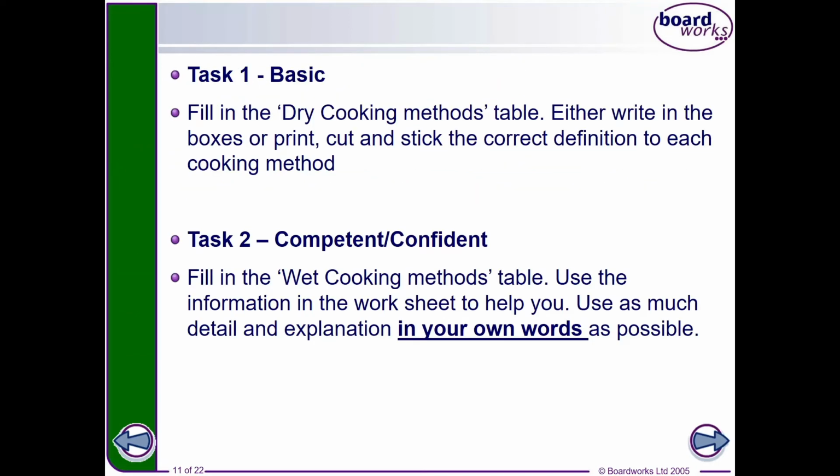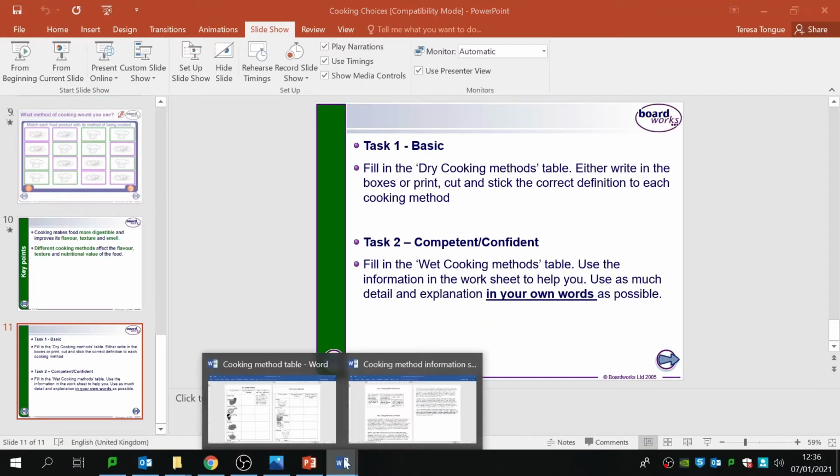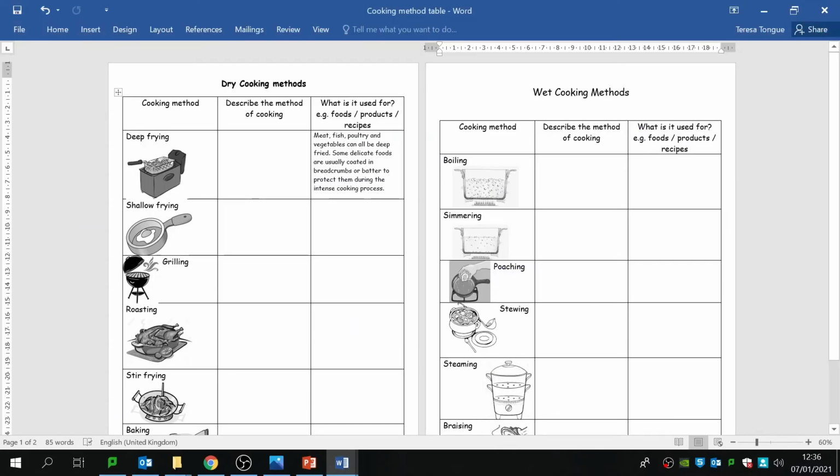You've got 2 tasks that you need to do. There's a very basic one which is really easy, and then if you're looking for a higher grade, a more competent or confident grade, there is a wet cooking methods table that is in much more detail, and I'll just go through those for you now. So these are the 2 tables. They look very similar. The dry cooking method one is the simplest one to start with, and I'm expecting you all to have a go at this.